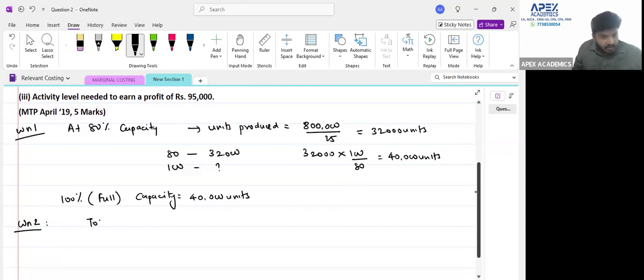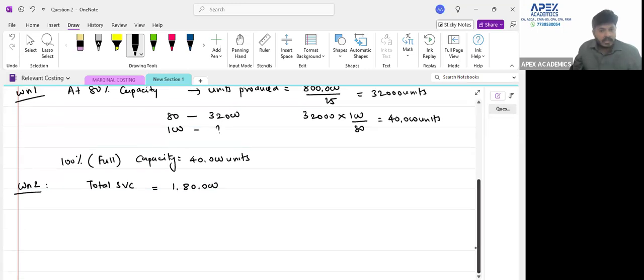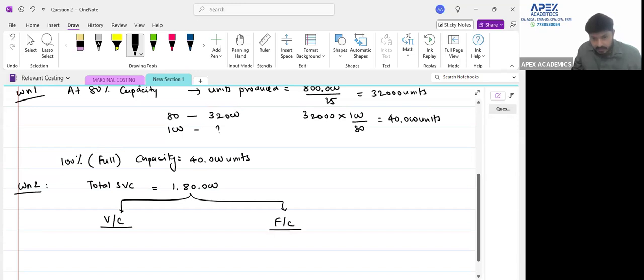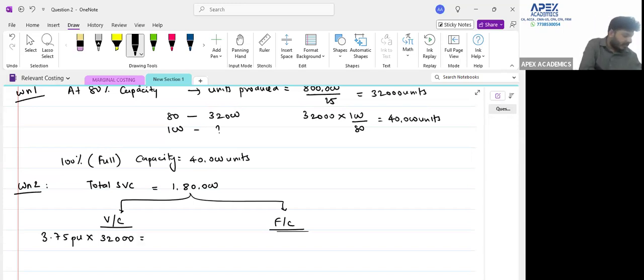In working note 2, I will say that total semi-variable cost is equal to 1,80,000. Now this semi-variable cost is built up of two things. What are the two things? The first thing is the variable cost and the second thing is the fixed cost. Now the variable cost is 3.75 per unit for how many units? For 32,000 units. That will come to how much? 3.75 multiplied by 32,000. What is your answer? 1,20,000. This is the variable element.